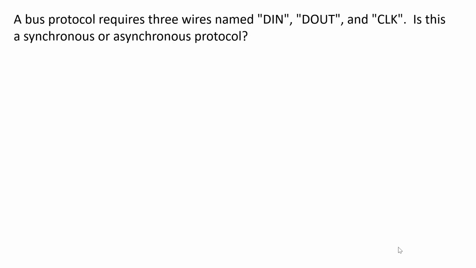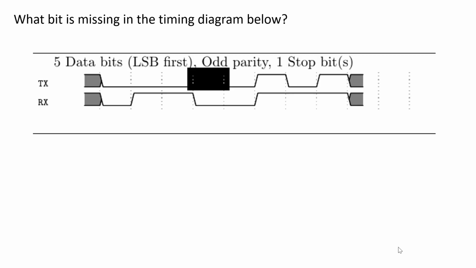Okay, a bus protocol requires 3 wires named DIn, DOut, and clock. Is it a synchronous or asynchronous protocol? This is not a great question, but the idea is that there's a signal called clock, so it's reasonable to assume there's a clock as part of the channel, which would mean it's synchronous.